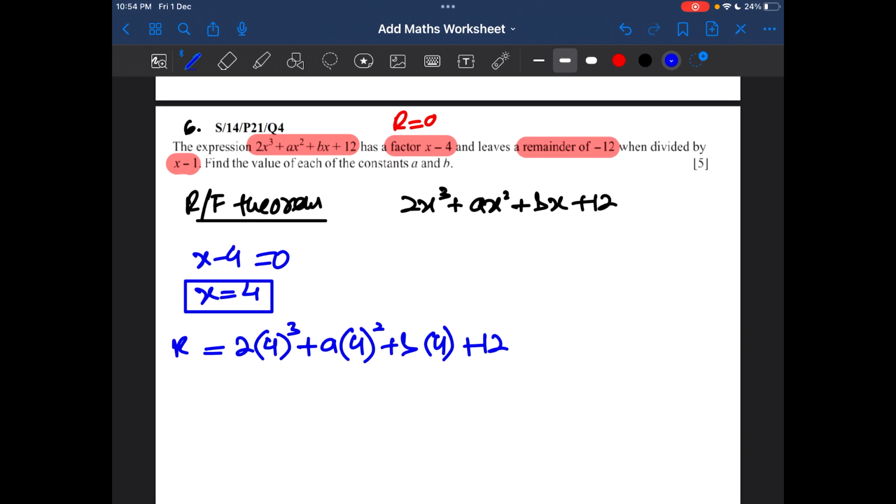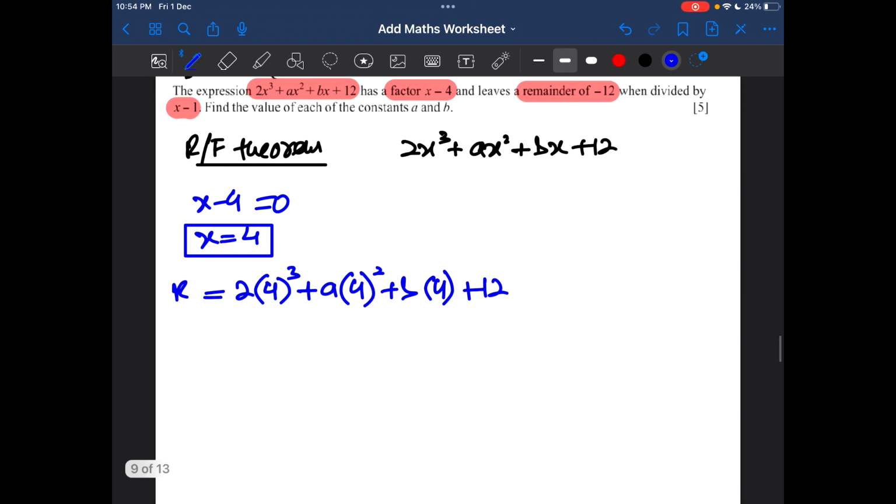Because when you put the x value, since x minus 4 is the factor, you find the value of x over here, and when you put it in the equation, this value is going to equate with the remainder. The output is called the remainder. This is what the remainder factor theorem says. This is how the remainder factor theorem works out. When you put the value of x here, the output is going to be the remainder.